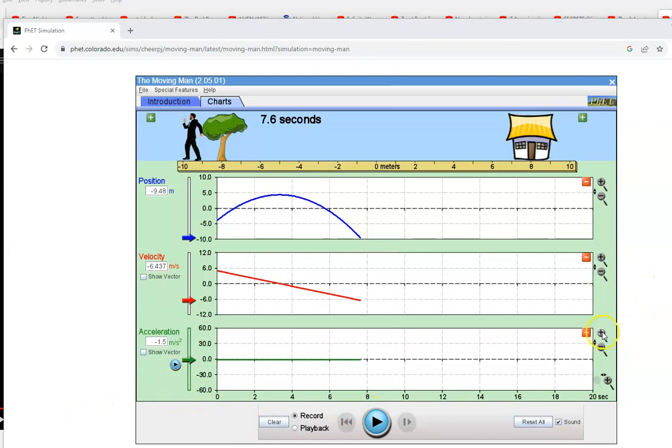You can zoom in or out of these graphs to make the values more visible. The relationship between the graphs and the functions of position, velocity, and acceleration are covered in a different video.